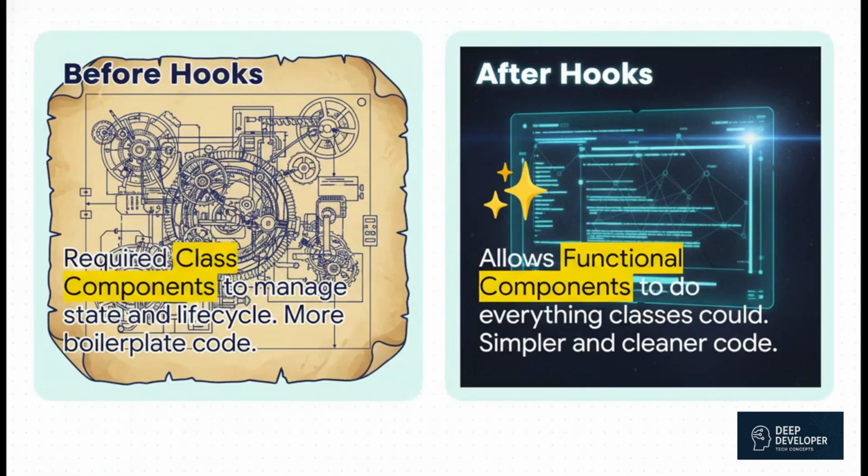And this before and after view, wow, it really tells the whole story. Before hooks, if your component needed its own memory, its own state, you had to write a class. And that meant more code, more boilerplate, and some pretty confusing syntax. After hooks, simple functions could suddenly do everything the classes could. The result? Our code got dramatically cleaner and just so much easier to read.